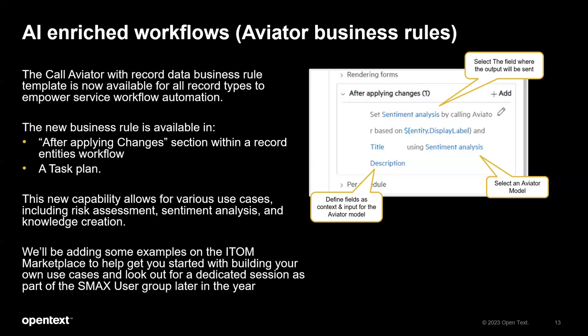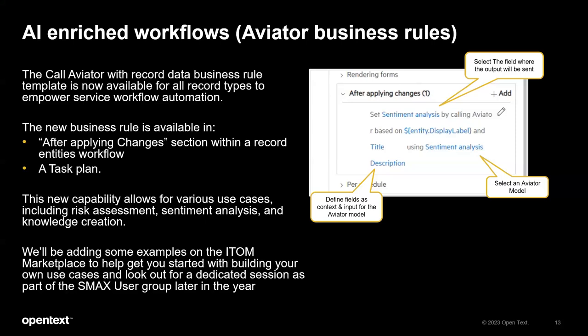You can initiate a call to Aviator using a specific model, and populate a field. So the way that rule is written, we're going to set a field. In this case, in the example we've got here, we're going to set a field called sentiment analysis. It's actually in the demo that I'll show you in a minute, that we've got on request. And then we're going to call Aviator, and based on the information held in the display label, the title, the description, we are then going to utilize the sentiment analysis Aviator model that we set up.